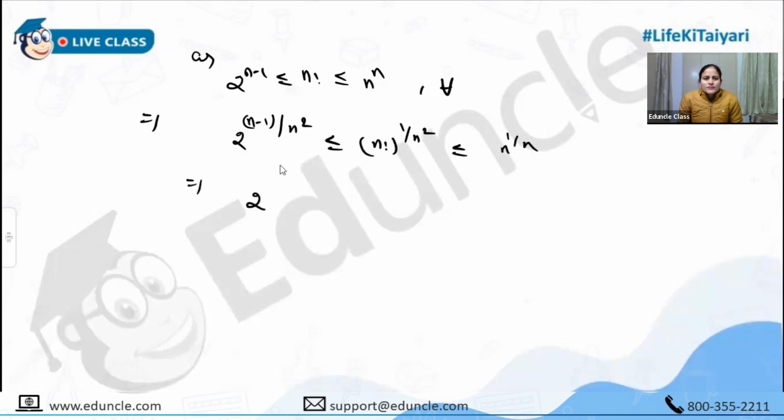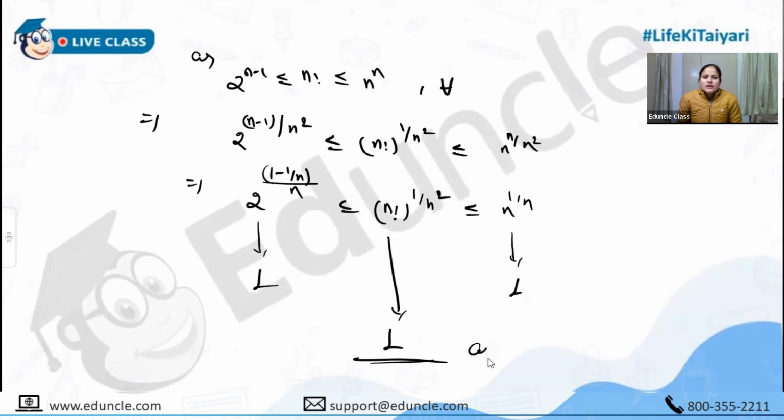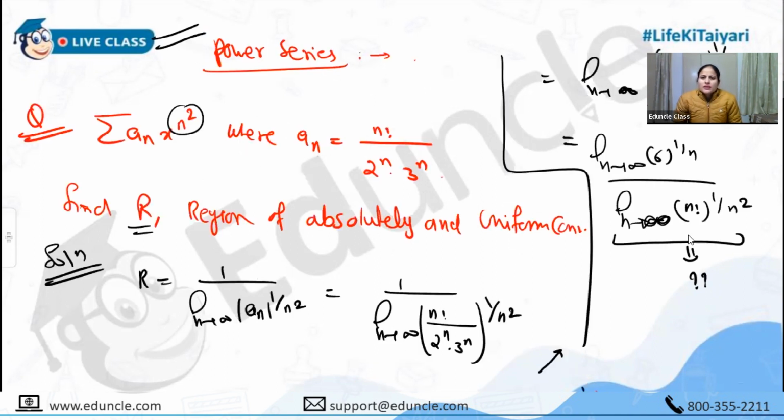Look at it. Retain n and simplify the power. So I will have 2 raised to 1 minus 1 by n upon n less than or equal to n factorial raised to 1 by n square, less than or equal to n by n, so n raised to 1 by n. Now n tending to infinity, this tends to 1, and n tending to infinity, this tends to 1. So by the sandwich theorem, this middle term also tends to 1 as n tends to infinity. Correct? So here my numerator limit is 1, denominator limit is 1, so the overall value of the limit is 1.